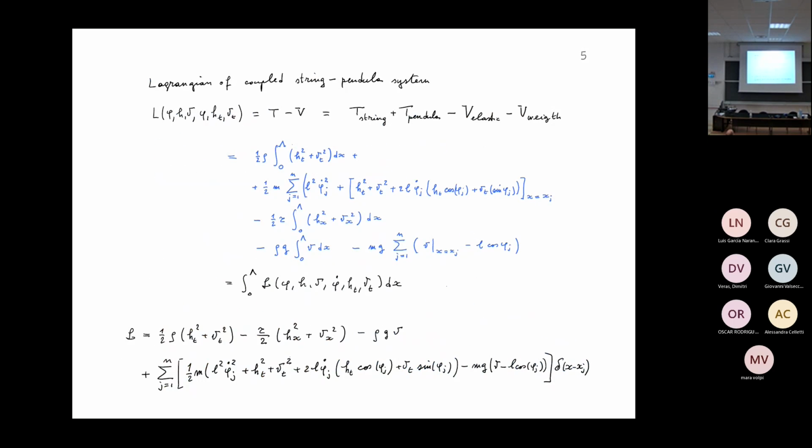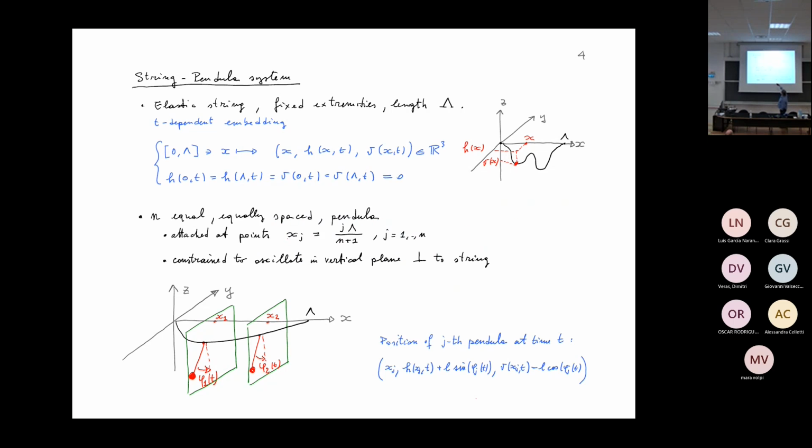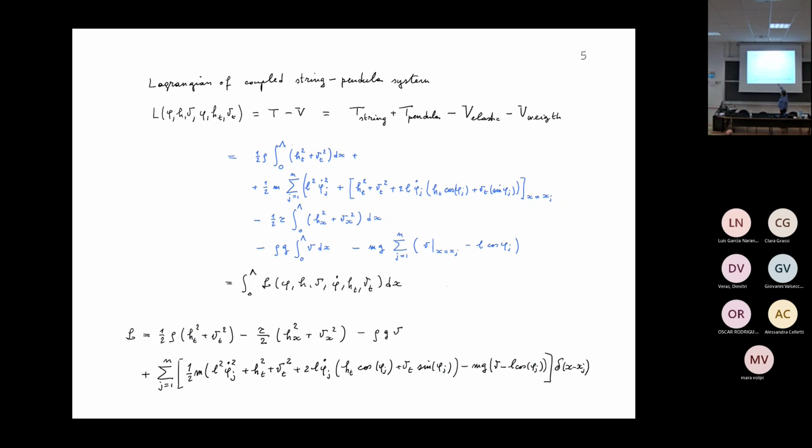Okay, so we write the Lagrangian of the system. The Lagrangian is kinetic energy minus potential energy. The kinetic energy is the kinetic energy of the string plus the kinetic energy of the pendula. And the potential energy is the potential energy of the weight force, and the potential energy of the elastic tension, due to the elasticity of the string. The expressions are not important. You write them as integrals of the deformations and so on, and they can be written as the integral of a Lagrangian density, which is this script L.